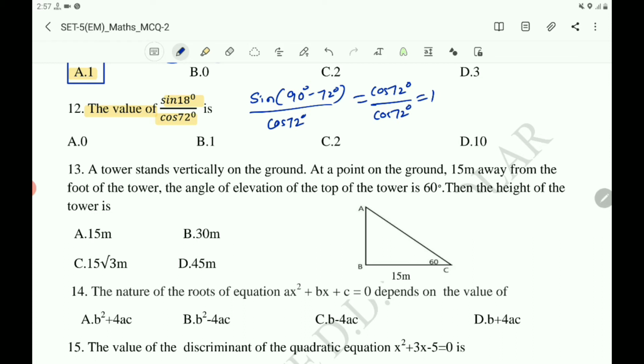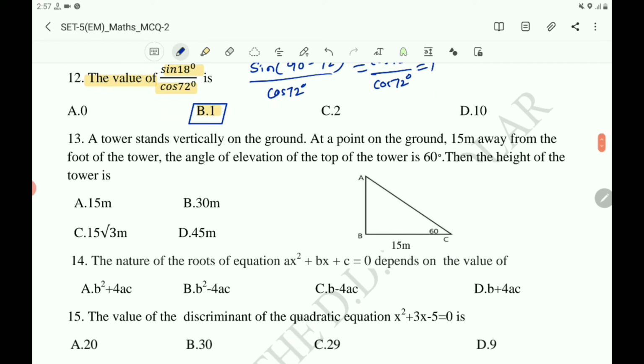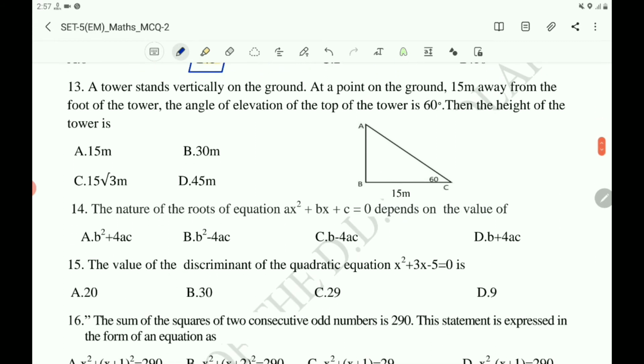So here what is the answer? Answer is option B. Option B, 1. Then you take the next question, 13th question.